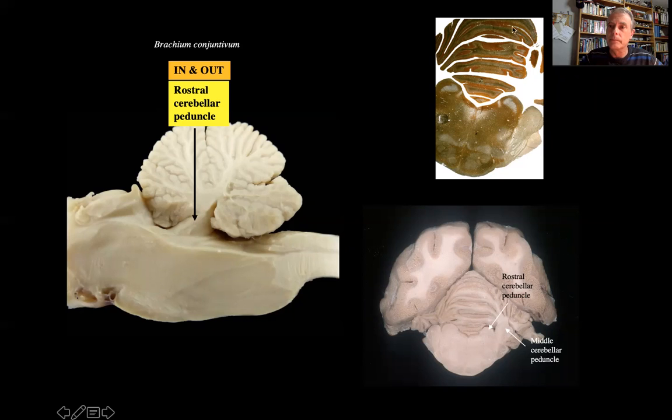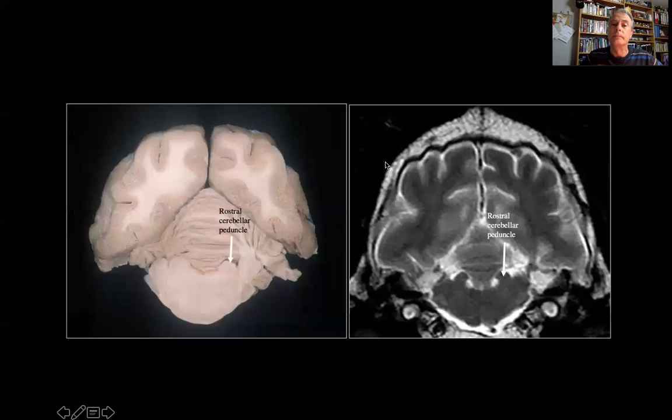In a transverse section, you'll see this image with the rostral cerebellar peduncle located medially to the middle cerebellar peduncle. Okay? And in this Balchowski image, you see the rostral cerebellar peduncle and the middle cerebellar peduncle here, and the trigeminal nerve. Okay, again, if you compare it with an MRI, remember that the rostral cerebellar peduncle has a medial situation. It is located medially. This is the rostral cerebellar peduncle.